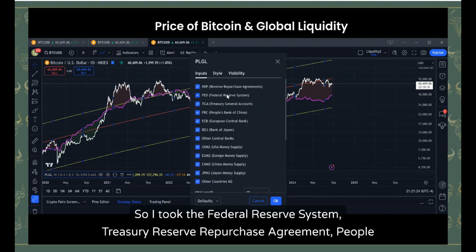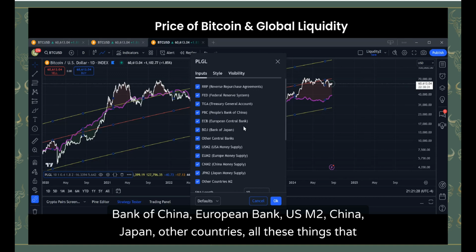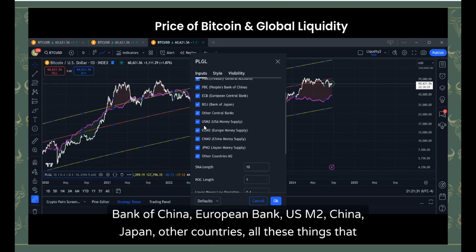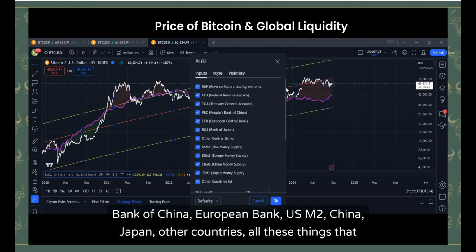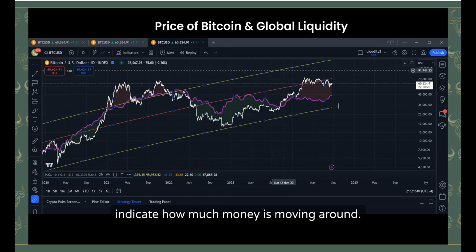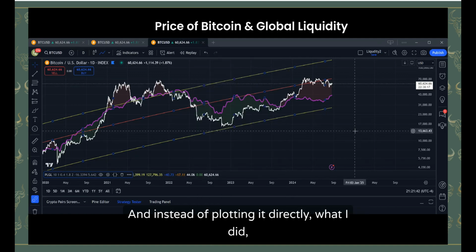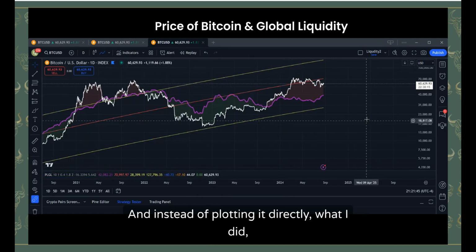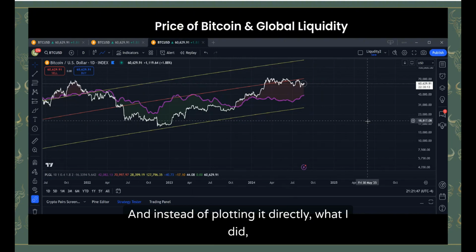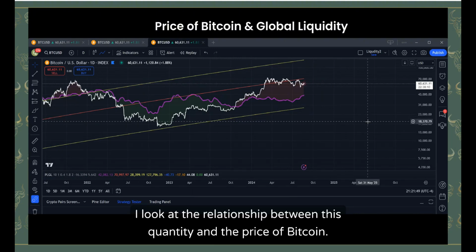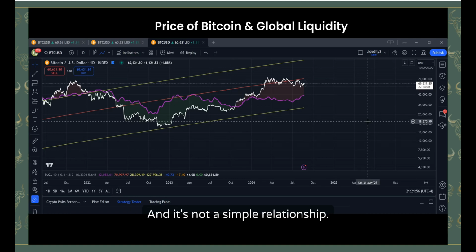So I took the Federal Reserve System, Treasury Reserve Repurchase Agreement, People's Bank of China, European Bank, US M2, China, Japan, other countries. All these things that indicate how much money is moving around. And instead of plotting it directly, what I did, I look at the relationship between this quantity and the price of Bitcoin. And it's not a simple relationship.